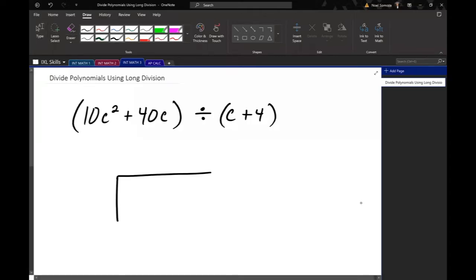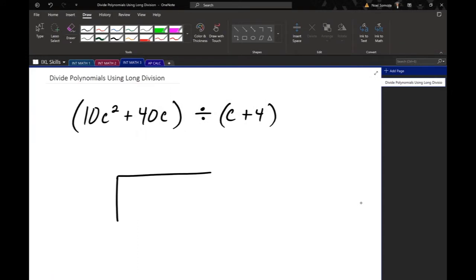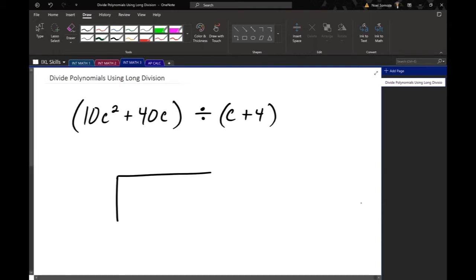All right, let's take a look at how we can divide polynomials using long division. This is the same type of long division you did maybe back in 4th or 5th grade. We're going to apply that long division strategy, but with polynomials.